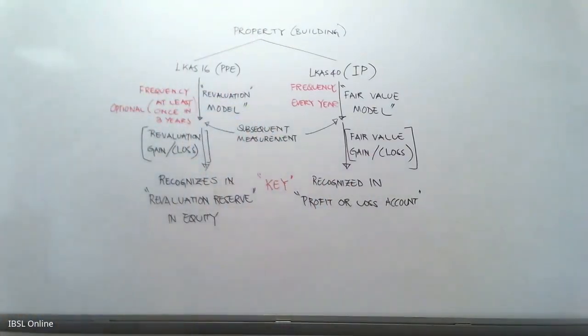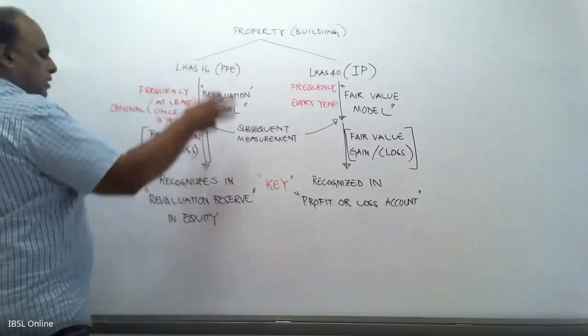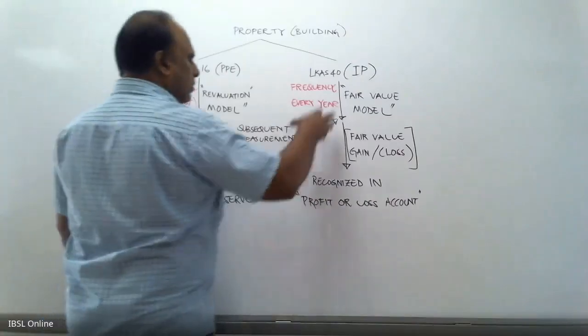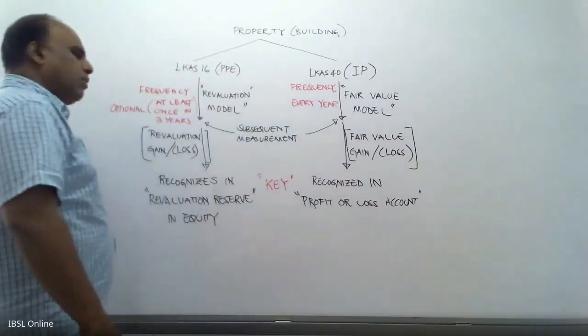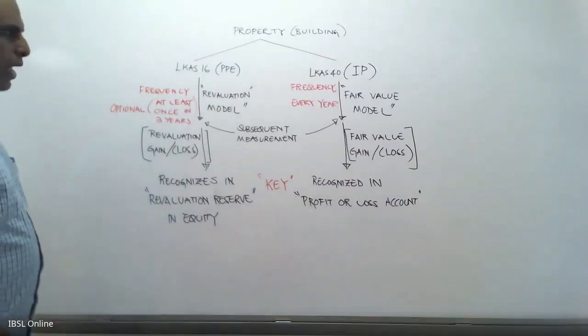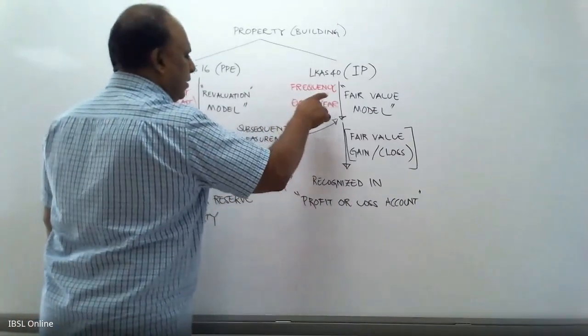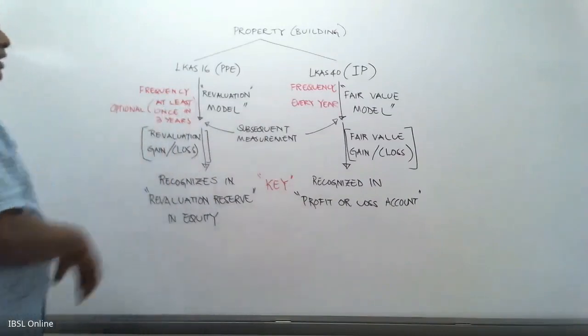You will see there are questions. The first question, which comes to prepare the financial statements, these two have come. So you have to be very careful. Under LKS 16, you take it to the revaluation reserve. Under LKS 40, you take it to the P&L. In the P&L, you have to show it as a gain. And this is done every year, whereas this is not done every year.